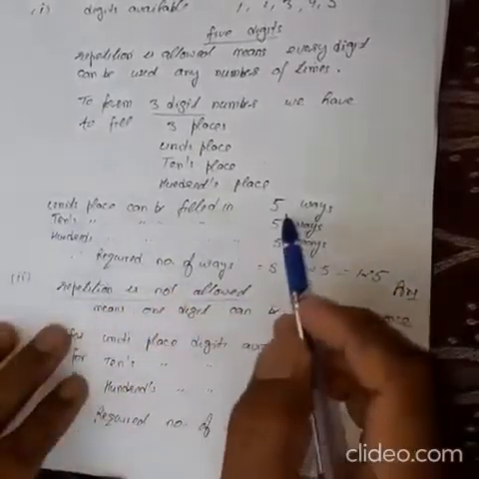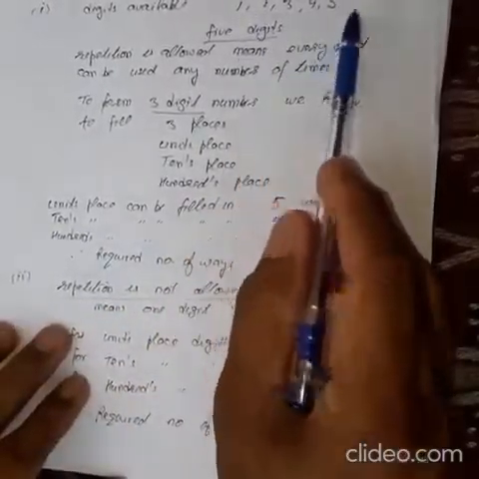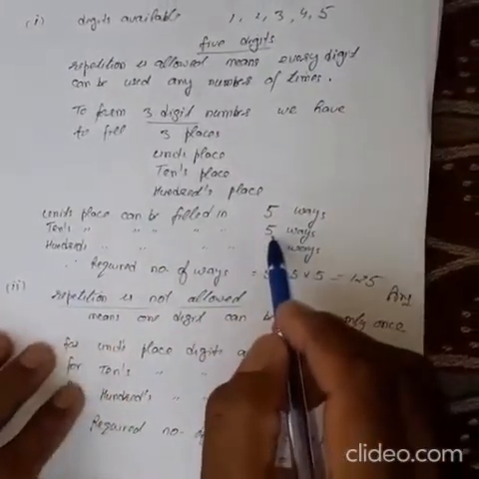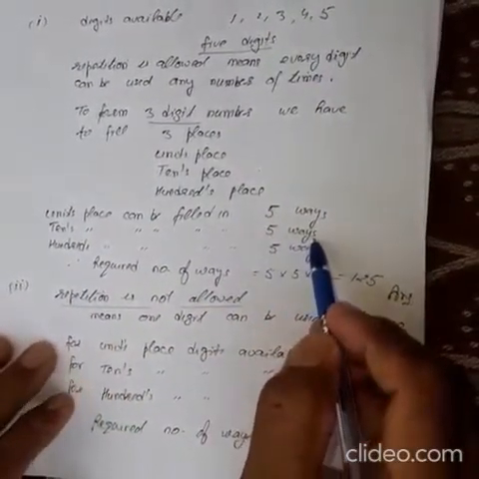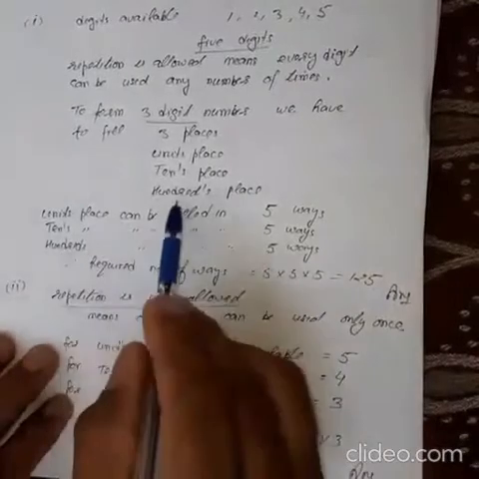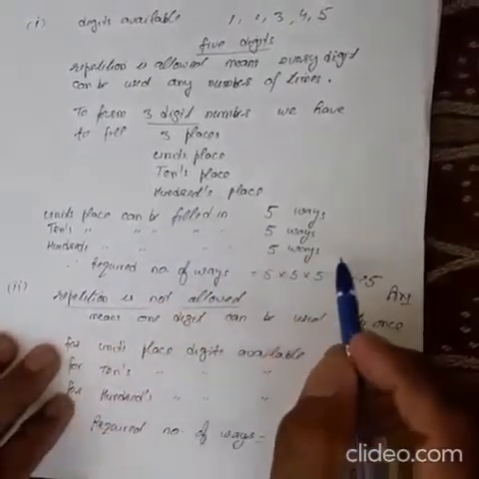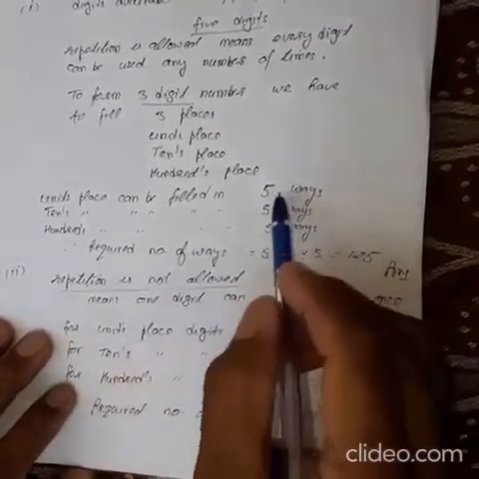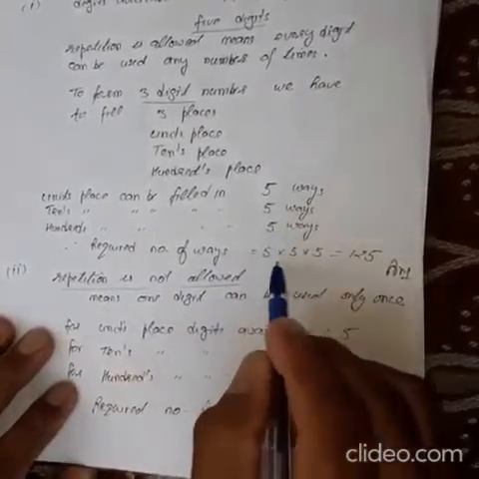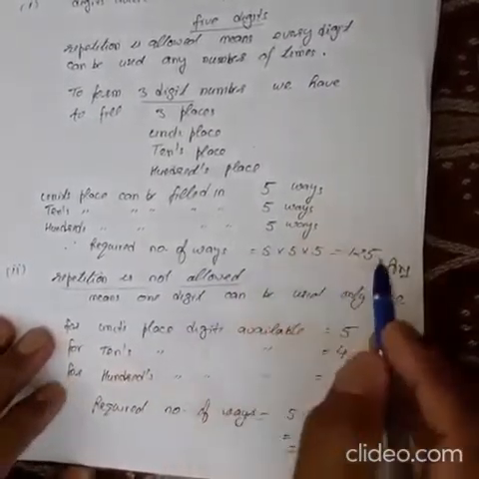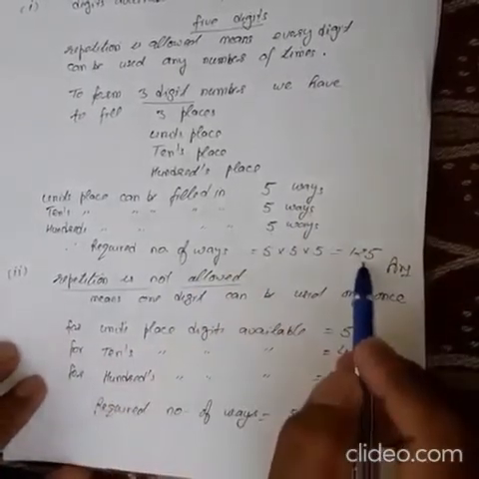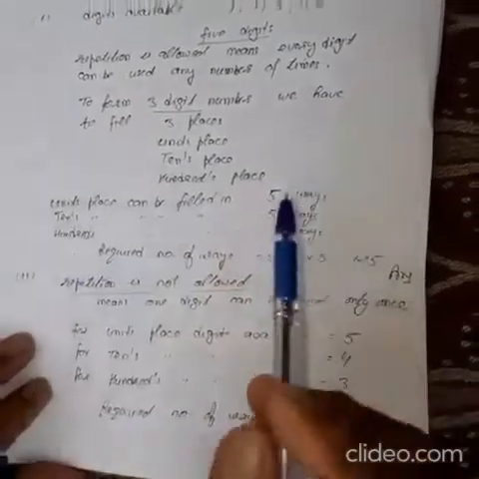So for the units place there are 5 digits, because we can repeat. For the tens place again we can use any one of the 5 digits. Similarly for the third place we again have 5 digits. So the required number of ways we have to multiply: 5 into 5 into 5, that is 125. So these are the required number of ways when repetition is allowed.